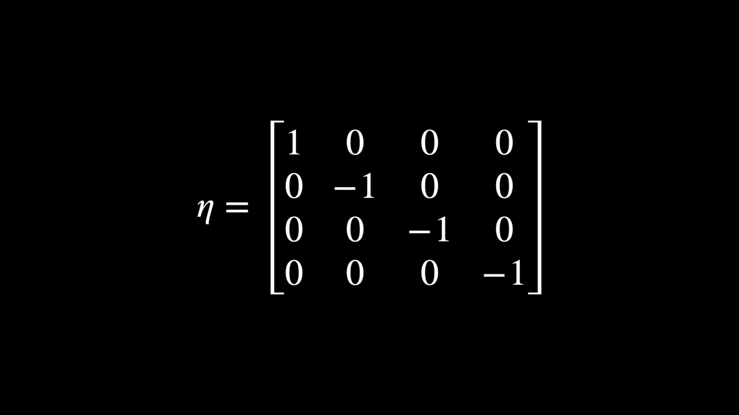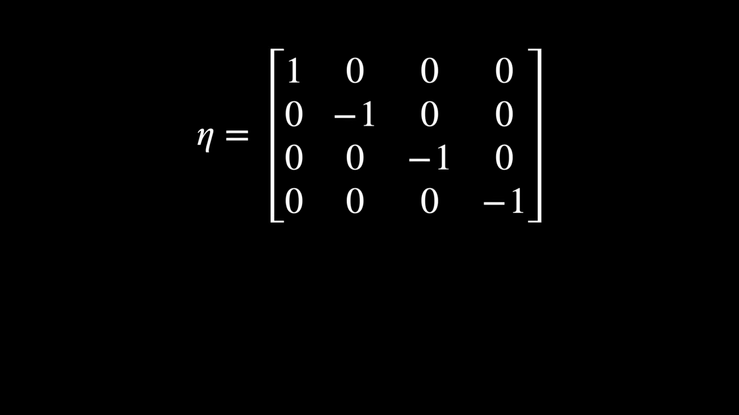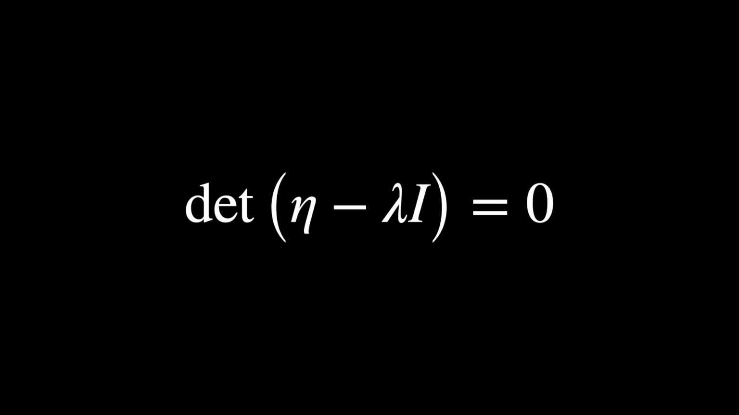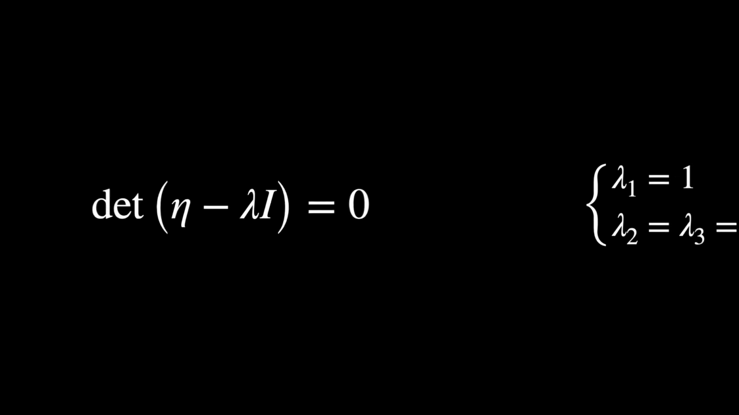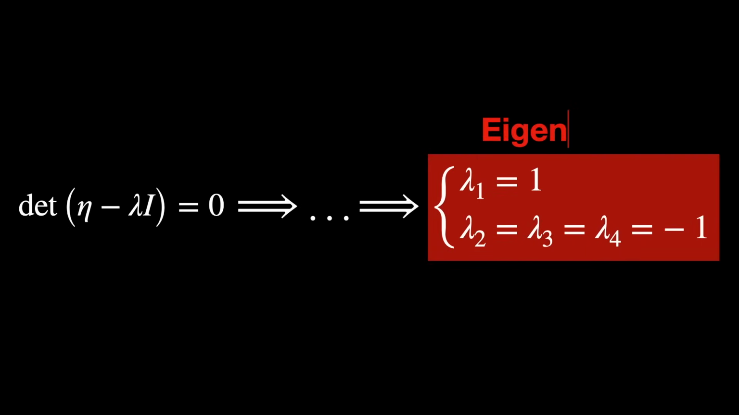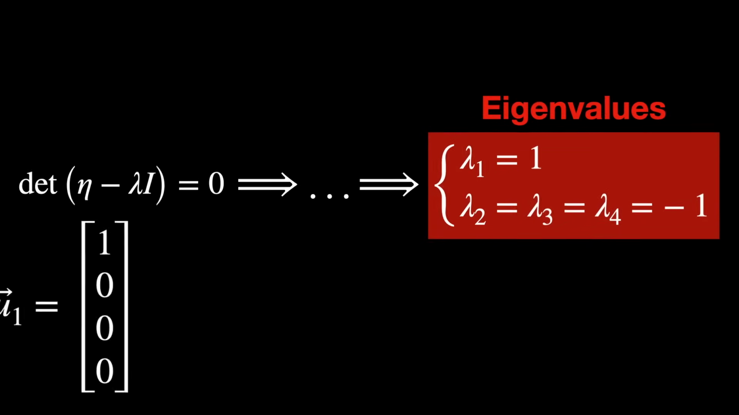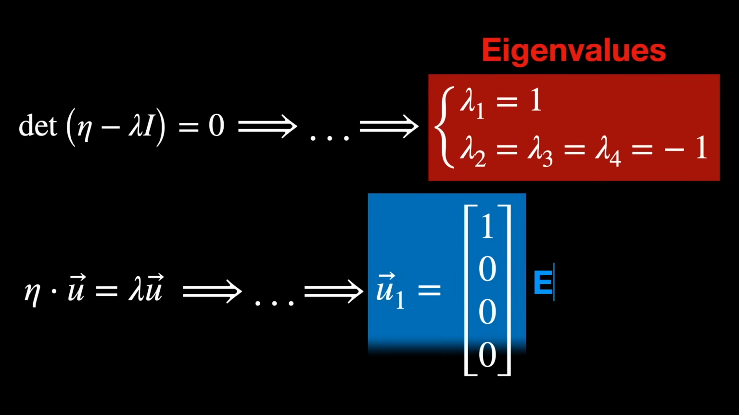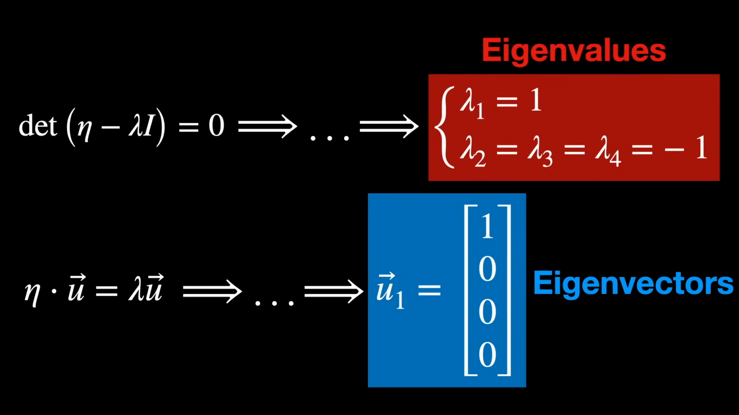We want to find the eigenvalues and eigenvectors of the following matrix. In order to accomplish that, we need to solve the following equation. For a detailed explanation of how we got to these eigenvalues and eigenvectors, check out the PDF link in the description.